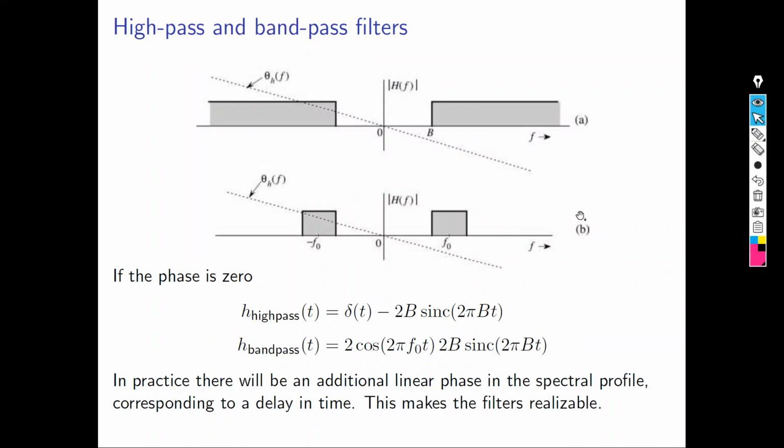High pass and band pass filter. This is a high pass filter. Why high pass? Because it allows frequencies greater than B to pass. And this is a band pass filter. Why? Because within a band you allow the frequency to pass. Any frequency within this band you allow it to pass. Anything beyond that you reject, you don't allow it to pass.